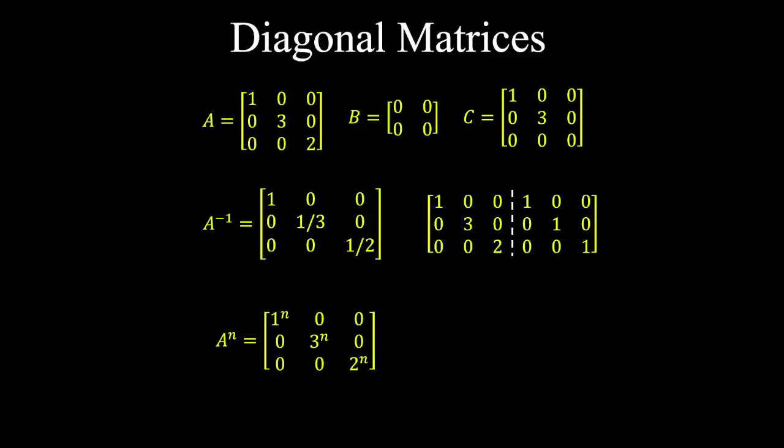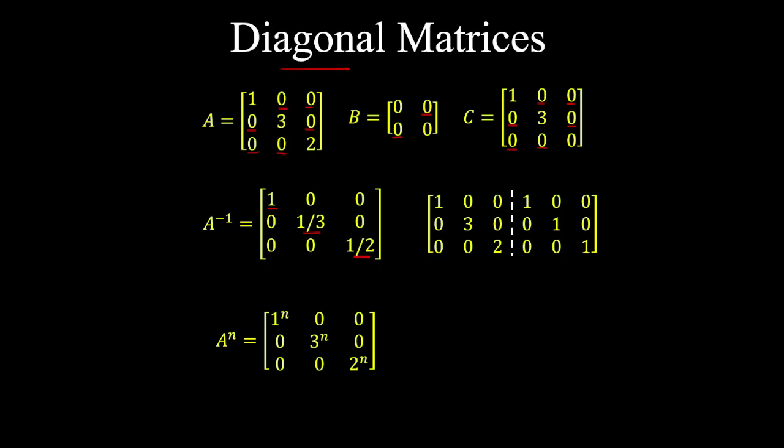A square matrix where the entries that are off the main diagonal are all 0 is called a diagonal matrix. So here are other examples of diagonal matrices where all the off-diagonal entries are 0. And a diagonal matrix is invertible if and only if all of its diagonal entries are non-zero.